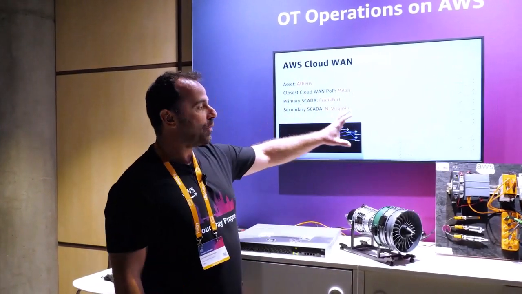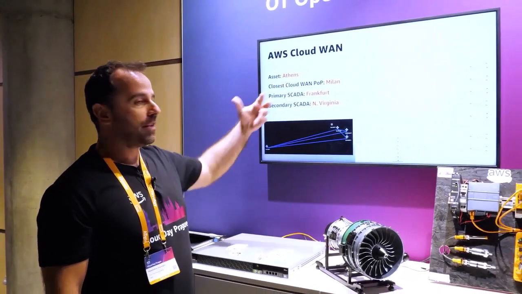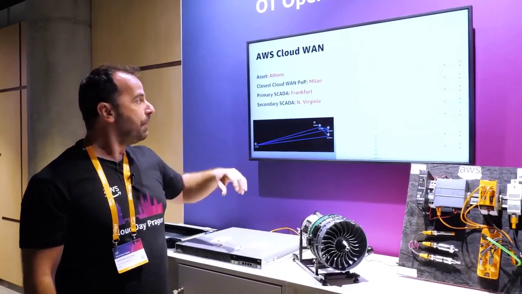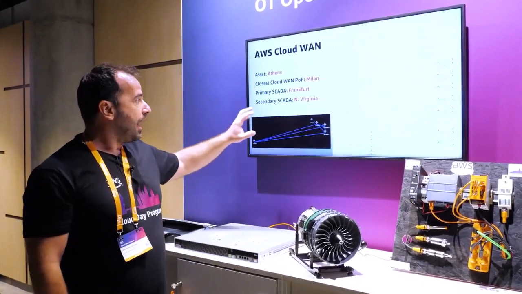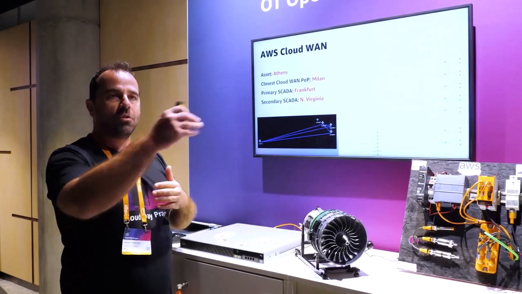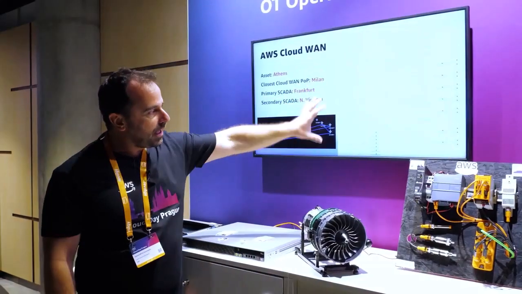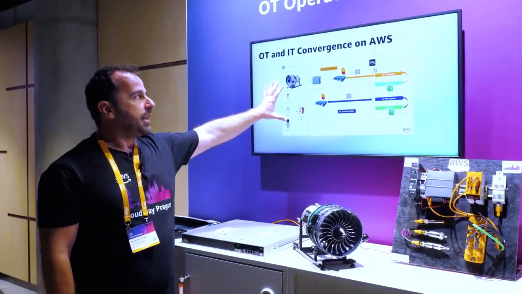So with Cloud One in our demo, we have our asset in Athens. The closest point of presence for Cloud One is in Milan, in Italy. And we have our primary SCADA system running in Frankfurt. Our secondary SCADA is on the other side of the ocean in North Virginia. This is the tree of the different segments. So next one is the architecture.